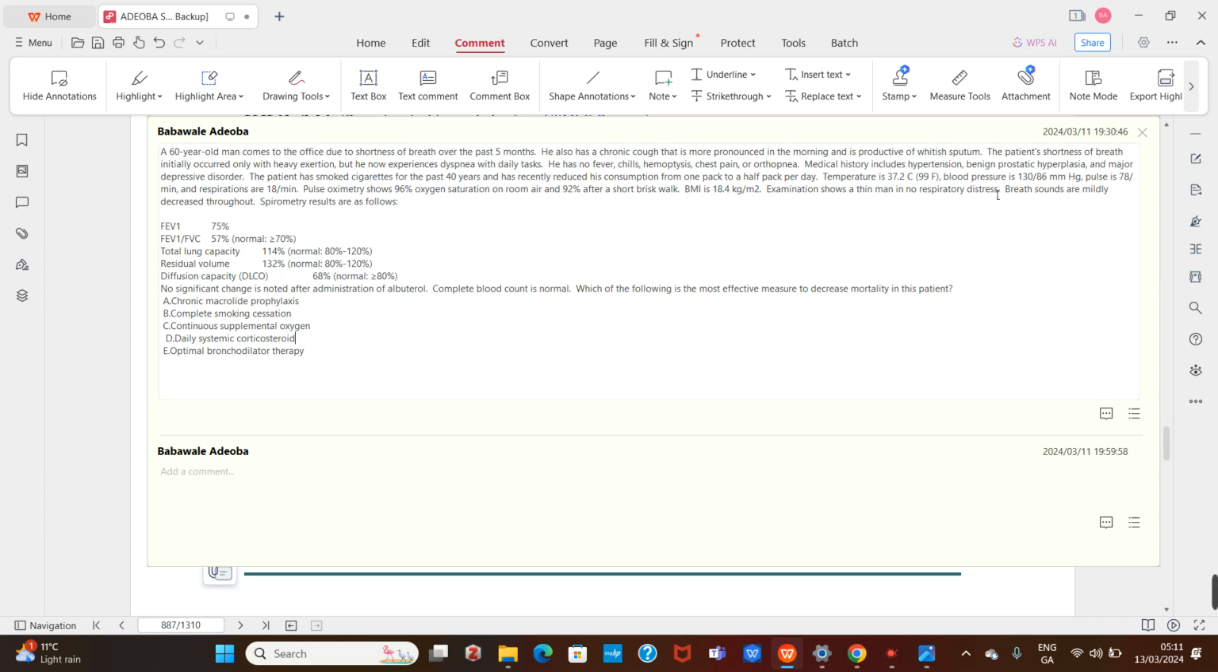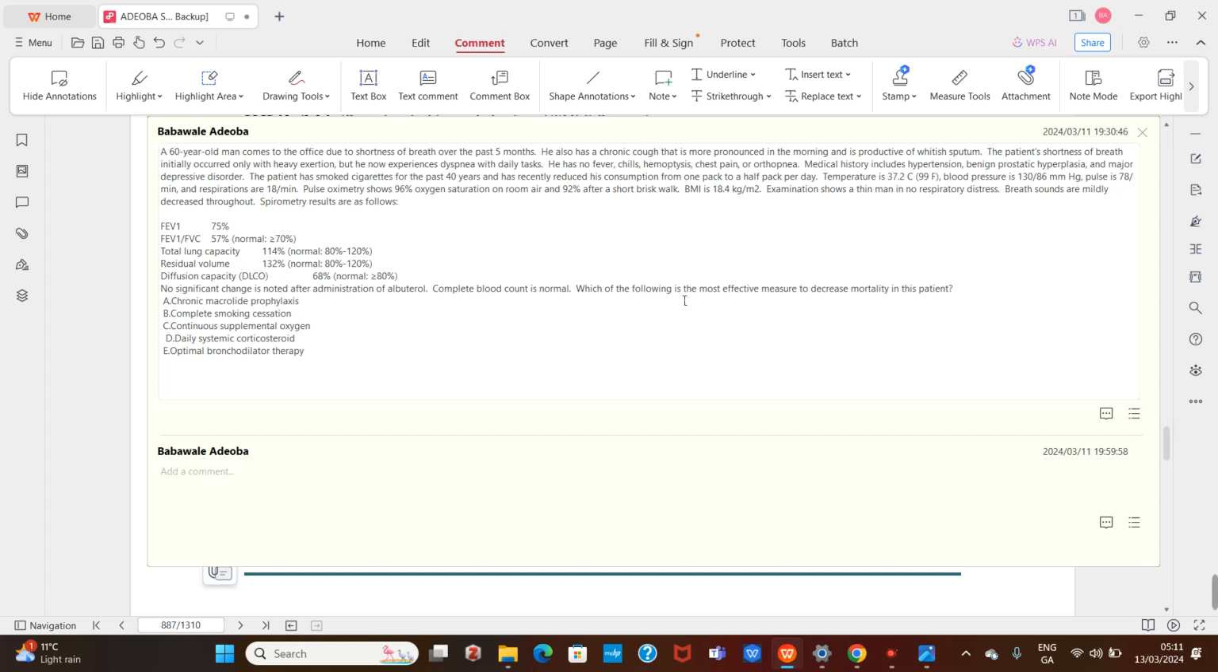The temperature is 37, blood pressure is high, pulse 78, respiratory 18, pulse oximetry 96 and 92 after a short brisk walk. BMI is 18. Examination shows a thin man in no respiratory distress. Breath sounds are mildly decreased throughout. Spirometry as follows: FEV1 75, FVC 57, total lung capacity 104, residual volume 132, diffusion capacity 68, normal greater than 80. No significant change is noted after administration of albuterol. Complete blood count is normal. Which one is the most effective measure to decrease mortality in these patients?